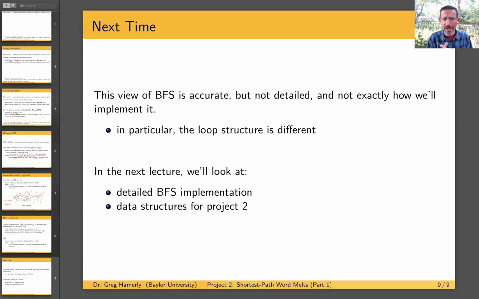Okay. So next time, what I want to do is go into more detail on breadth first search. What I've presented to you is an algorithm description that is accurate as a concept of breadth first search, but it's not detailed enough, and it's not actually exactly how we're going to implement it. We're not going to do this sort of stage by stage ordering. We will do so in a different way. So in particular, the loop structure that we saw is different. So in the next lecture, we'll talk about details on breadth first search and also, importantly, the data structures that we will need in order to implement project 2.